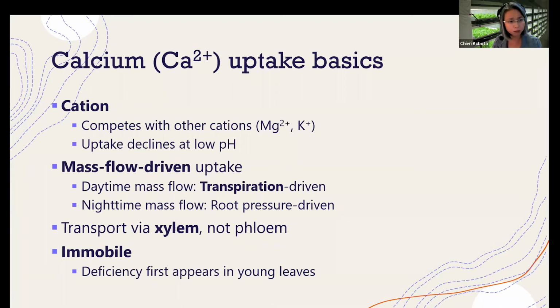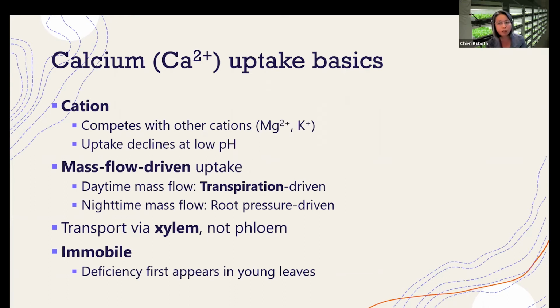It's very much a mass flow driven uptake. Mass flow means a massive amount of water flow. In the plant system during the day, transpiration is the mass flow. During the nighttime, when transpiration is minimized or suppressed, root pressure becomes the driving force of the mass flow in the xylem. And xylem is the pathway for calcium to get transported, not the phloem.